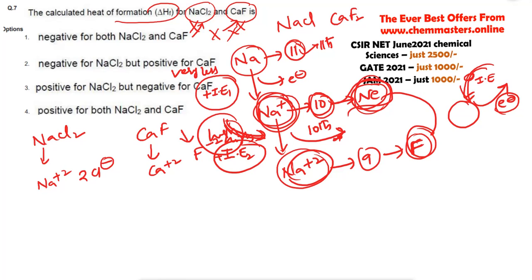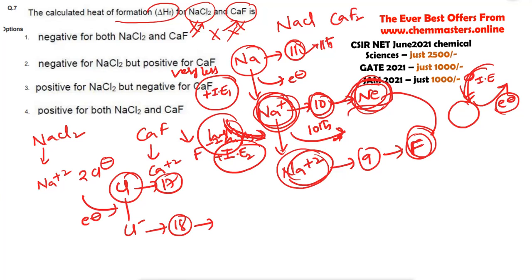Okay, now for chlorine to Cl minus. Here chlorine has 17 electrons, and by adding one extra electron it will become 18. We know that is the argon configuration, which is the stable number of electrons for Cl minus, and it will become more stable when we compare with chlorine.